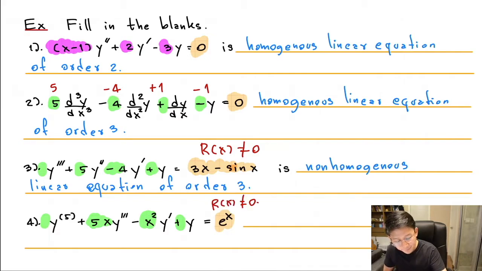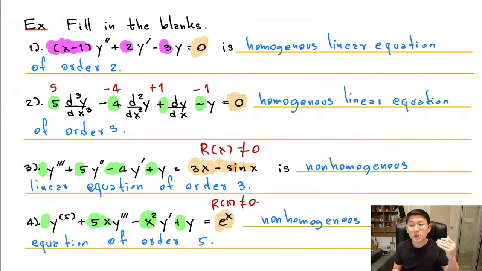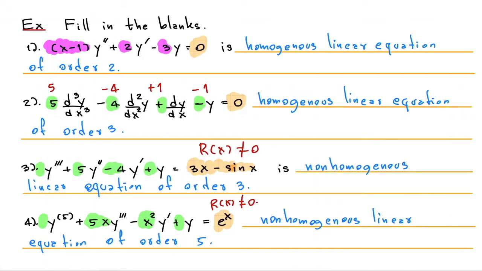So again, this is a non-homogeneous linear equation of order 5. Okay, the order is the highest order of the derivative. So it's the non-homogeneous linear equation of order 5.